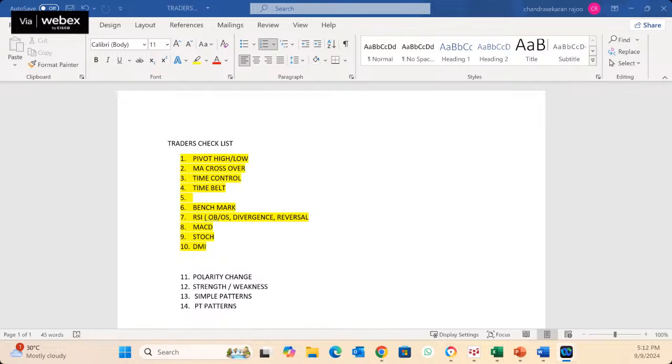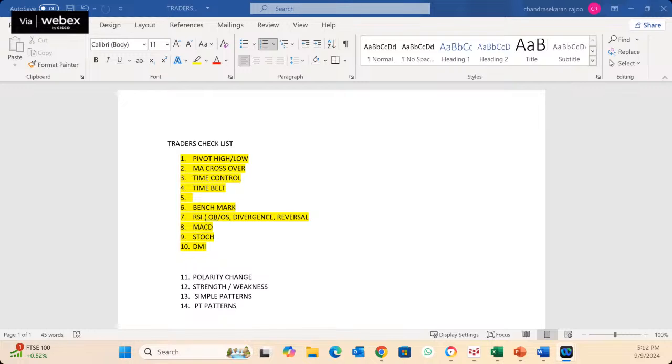Okay, the next thing we also learned is RSI. RSI is a very fantastic tool, especially if you are a technical trader. You cannot escape RSI, so you need to understand how RSI works. And of course, last week we were learning about RSI: overbought, oversold, divergence, reversal, all this we do. In the same manner, we use MACD, stochastic, and DMI.